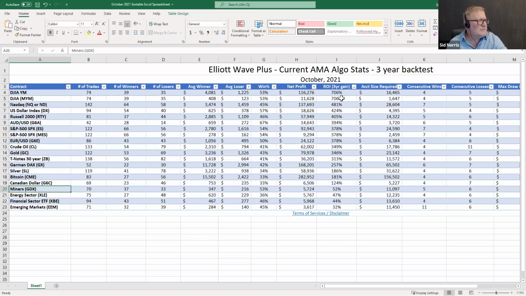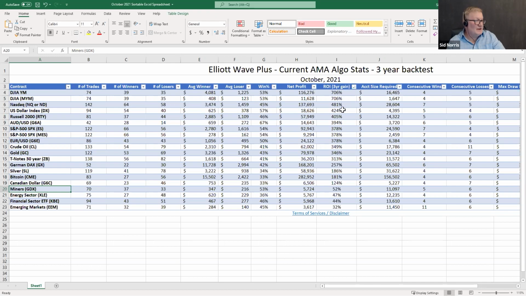What this means is, based on our backtesting and optimization, had the current algo settings been identical to what they are right now over the last 3 years, this would have taken an account size that started with $16,465, and it would have racked up $116,000 additional profit on top of that, and that's a return on investment of 706% over 3 years.